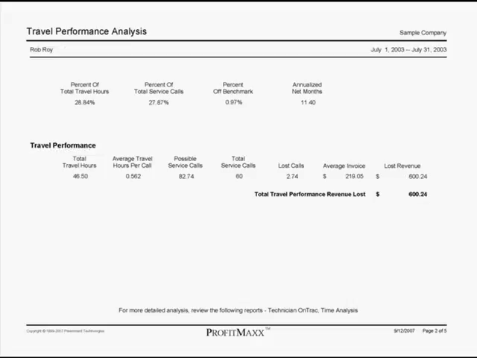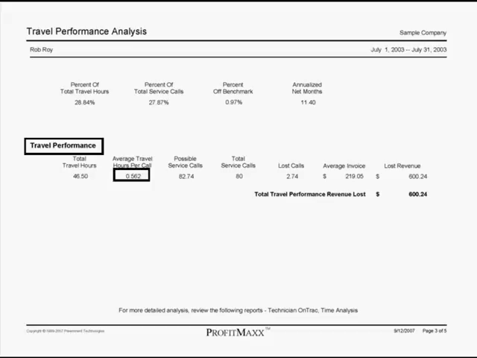Let's take a look at our third technician, Rob Roy. We can see his name showing up in the upper left-hand corner of this report. Rob had 28.84% of our total travel hours. Rob had 27.87% of our total service calls. So he was off our benchmark by 0.97%. When we calculate his annualized net months, we got 11.4 months worth of work out of him.